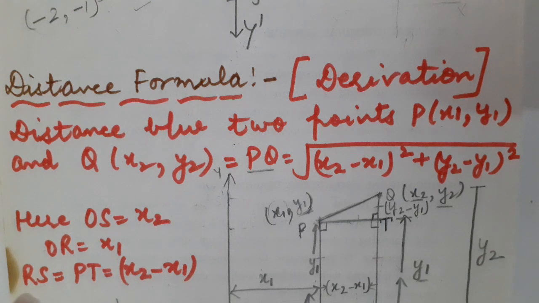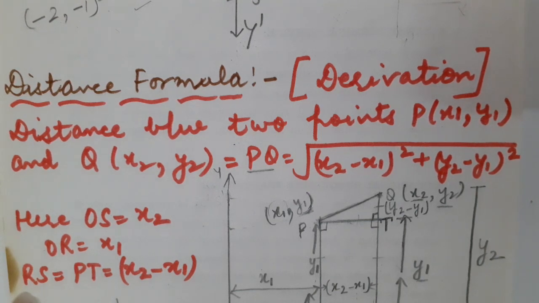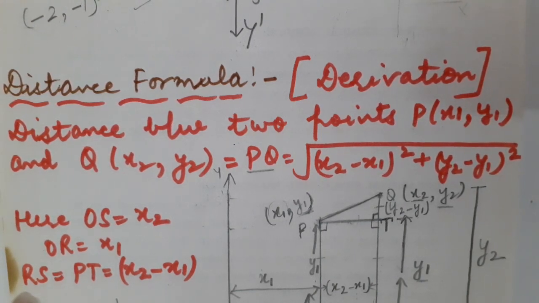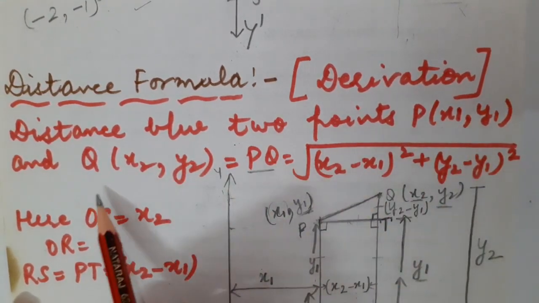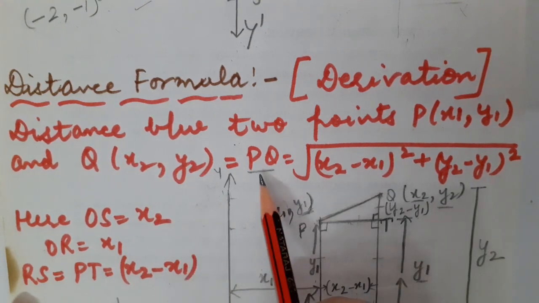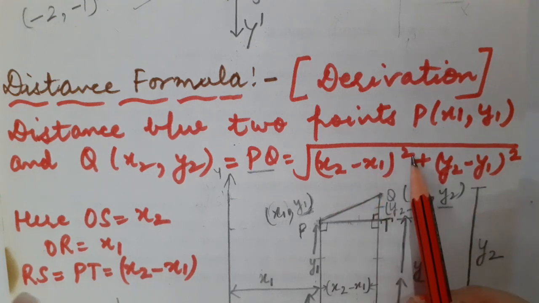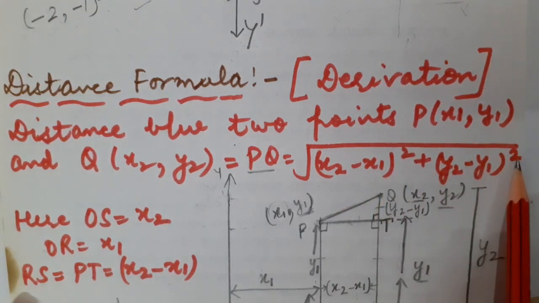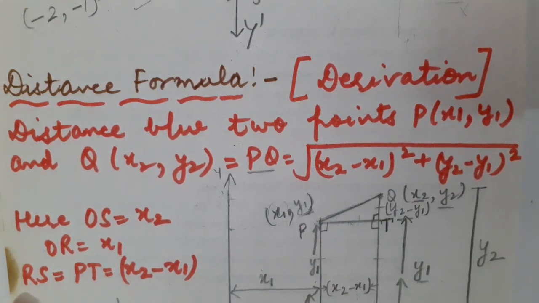Now children, our next topic is the derivation of the distance formula. What is the purpose of the distance formula? The distance formula is basically used to calculate the distance between 2 points which are plotted on the Cartesian plane. Okay. So what is the formula? Suppose you have 2 points P(x1, y1) and Q(x2, y2). So how to calculate the distance between them? That is PQ is equal to the square root of (x2 minus x1) whole square plus (y2 minus y1) whole square. So let us recall its derivation once again.